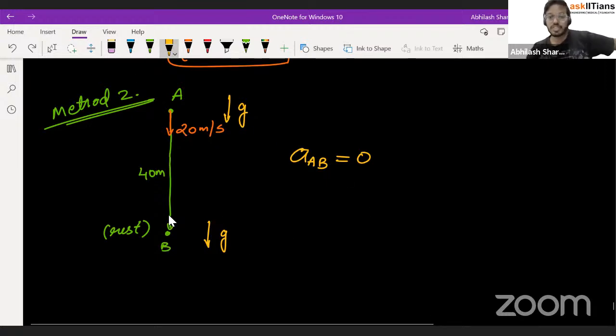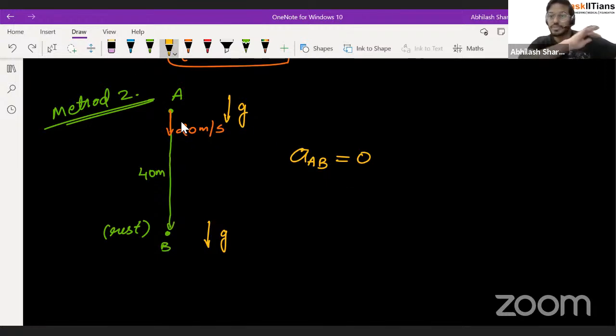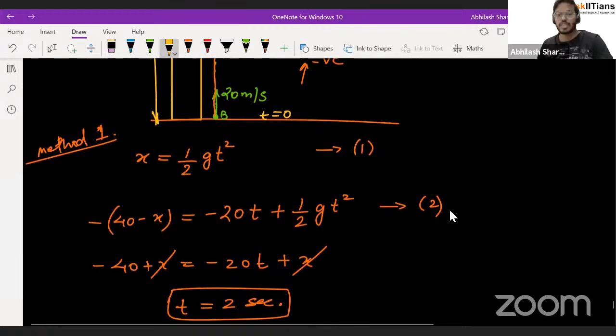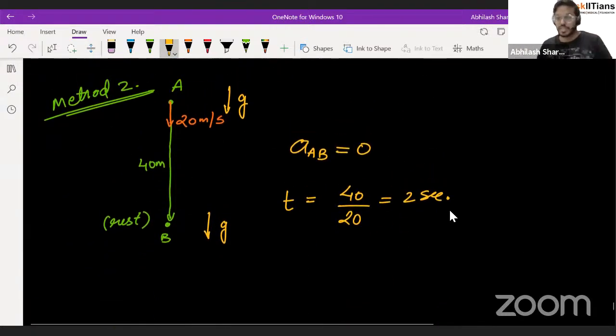Okay, so here with respect to B, A has no force on it, the world of relativity. And so A will just travel with 20 meter per second. And how much distance will it cover? 40 meter distance. So how much time will it take? Time is distance upon speed, or just 2. In a single step, we got the answer. Here we had to deal with many equations. Here just the visualization.